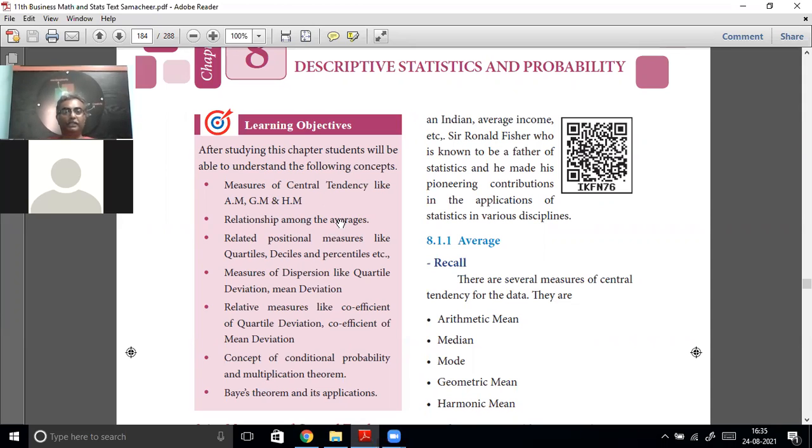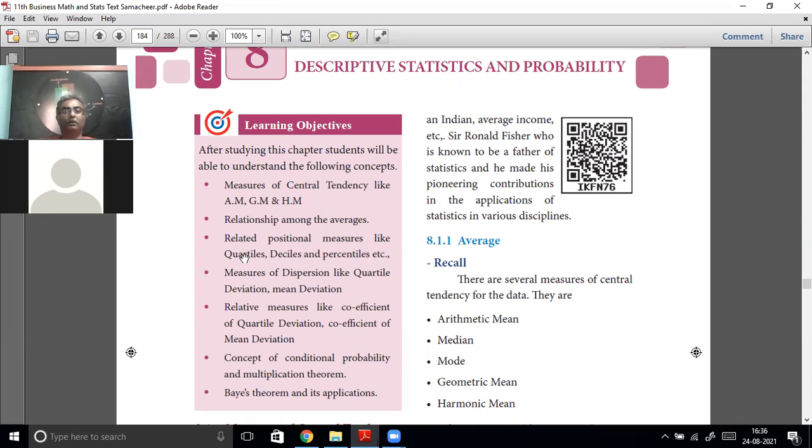Then we'll study the relationship among the averages. Usually arithmetic mean will be the highest, then geometric mean will be next highest, then harmonic mean will be the lowest. When you calculate like that it will come. We'll see how that is done. Then related positional measures like quartiles, deciles, and percentiles that we will study. Actually, you'll be studying that first.